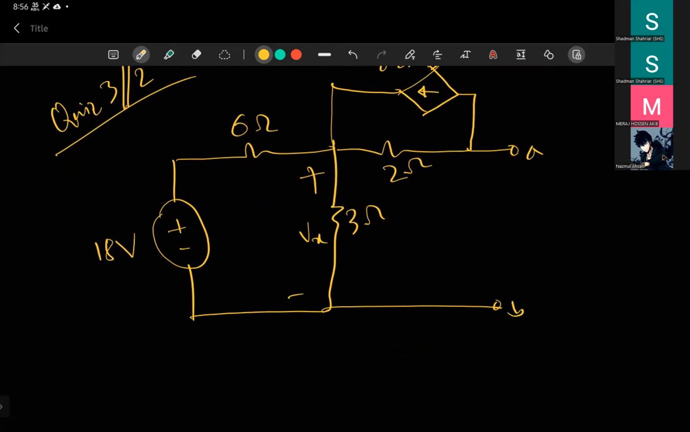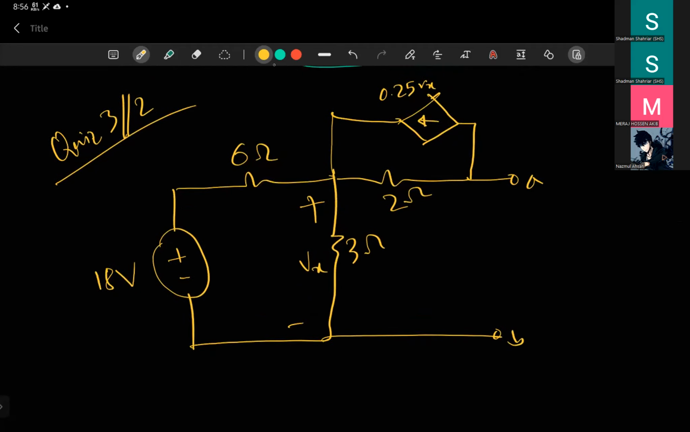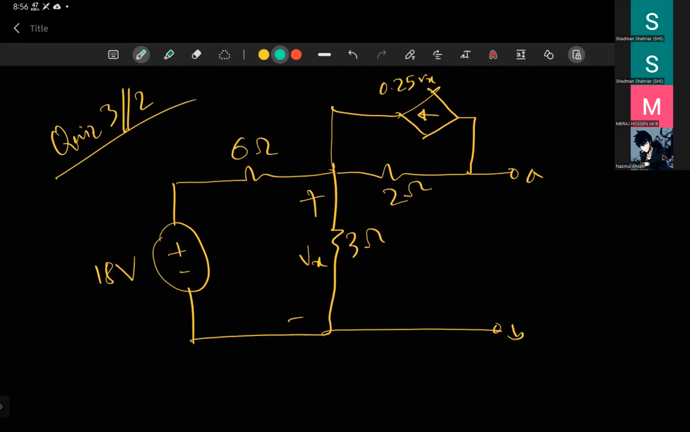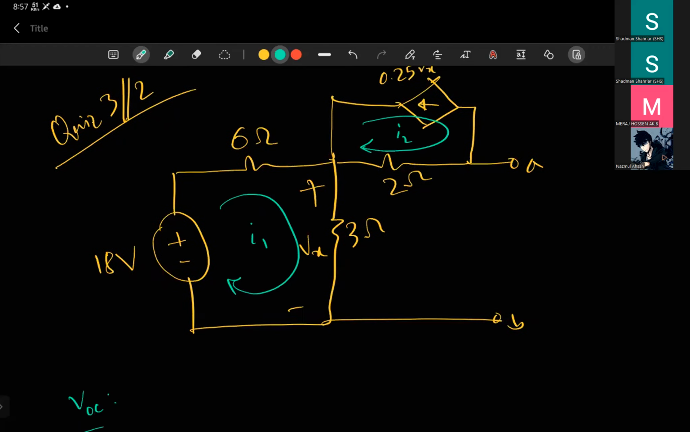Now what most of you did was compute VOC first. So as usual, we will compute VOC. Say I'm doing mesh analysis just to show you that if you are trying to find open-circuit voltage, it would be easier if you are using node analysis.